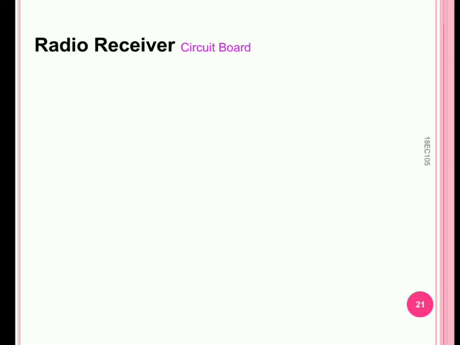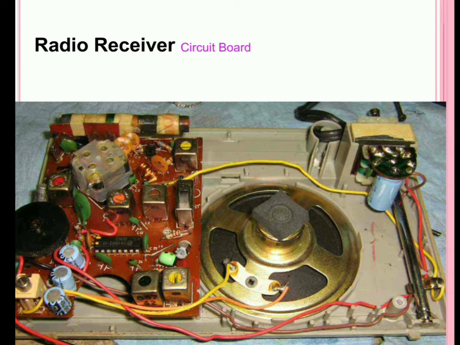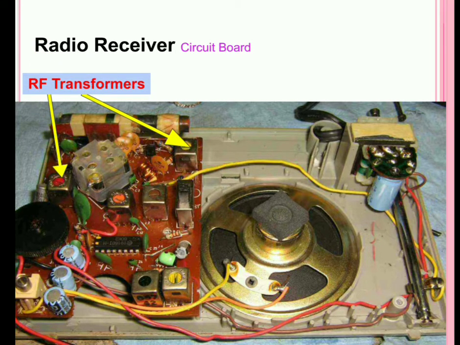So let us see a radio receiver motherboard, an old model once again, the one we have seen if you remember previously. Here you can see there are RF transformers. They are connected to the RF amplifier for selecting the incoming frequency from the antenna. They are meant for tuning applications. So they form one pair.